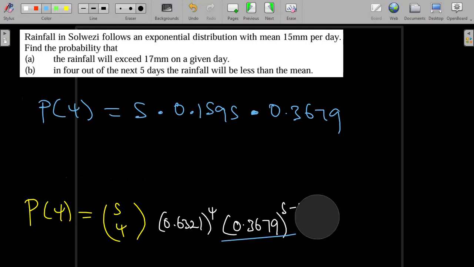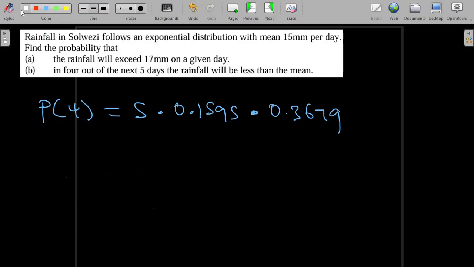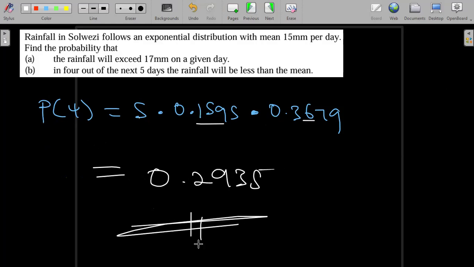And then we go back to our calculator to calculate it. So this is going to be equal to 5 multiplied by this, and I'm getting 0.2935. So counter-check with your calculator as well.